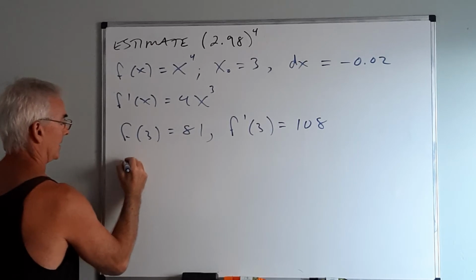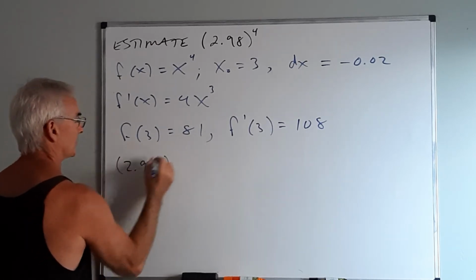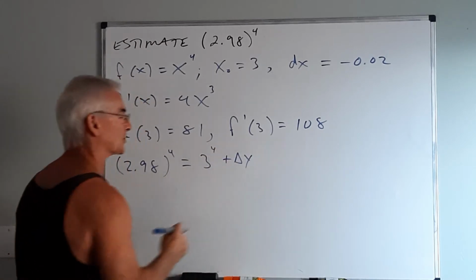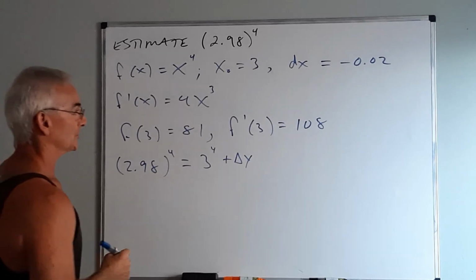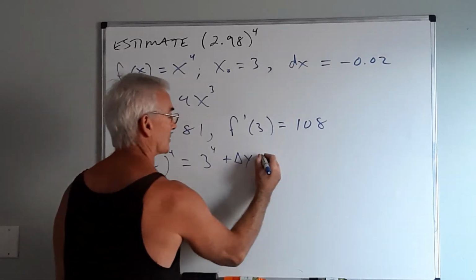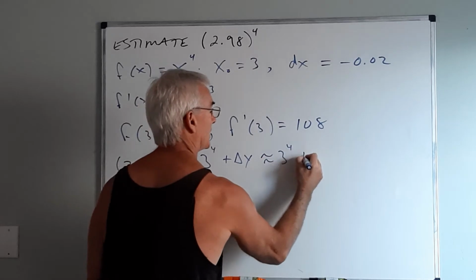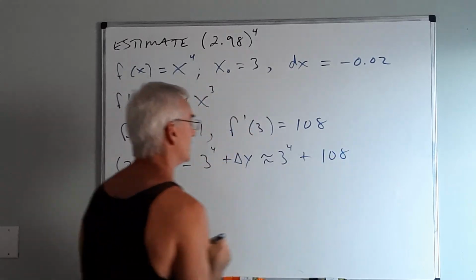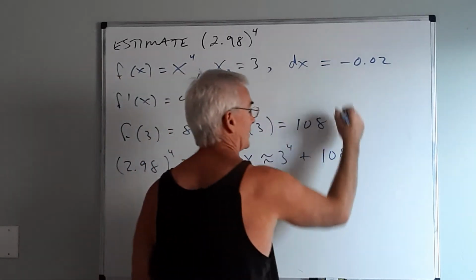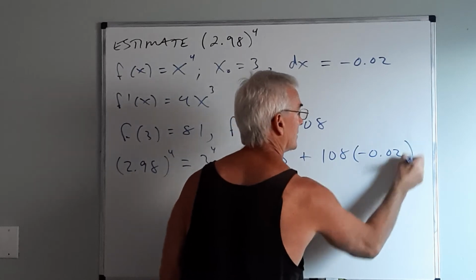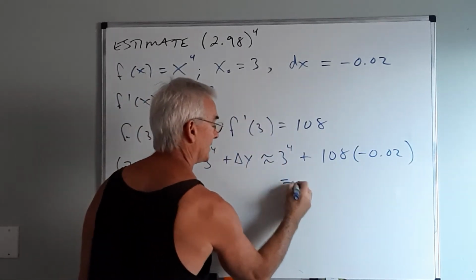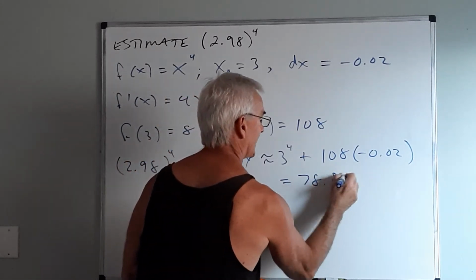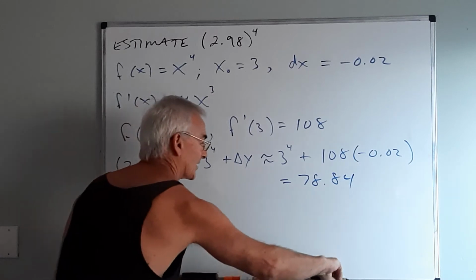So we can say that 2.98 raised to the fourth power is equal to 3 to the fourth power plus the actual change in y. We don't know the actual change in y, so we're going to use the change on the tangent line, just like before. So this would be 3 to the fourth power plus the derivative times the incremental change. That's called the differential change. So when I do this calculation on the right here, I will get exactly 78.84.